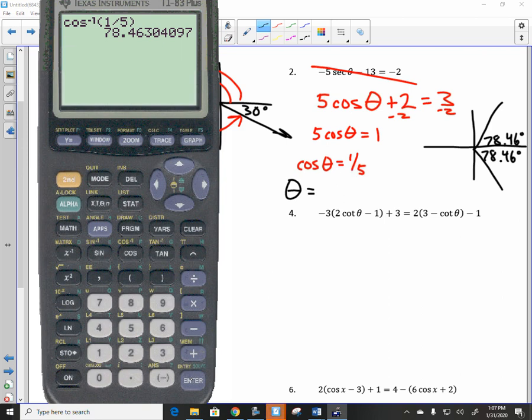What's this angle right here? 78.46. How would I get this next angle here? 360 minus 78.46. Very good. And I get 281.54. Always the x-axis. Always the x-axis.